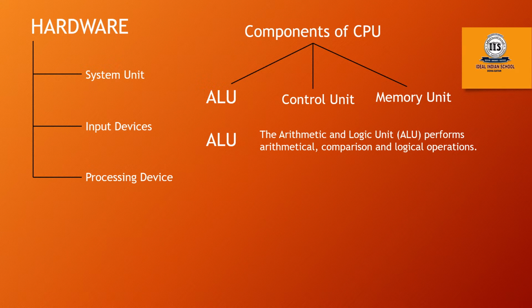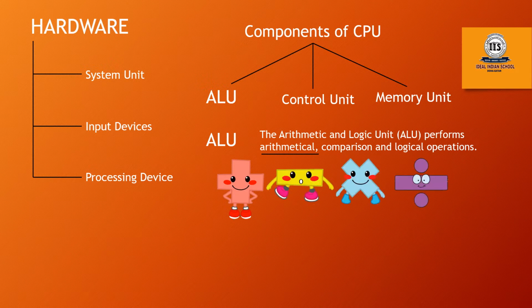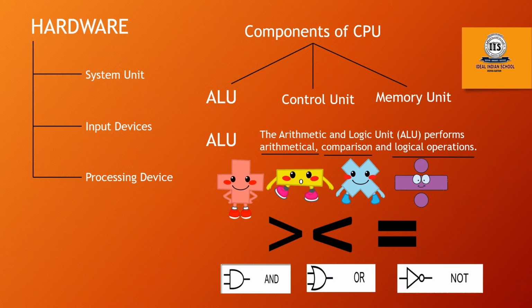Arithmetic operations include basic calculations such as addition, subtraction, multiplication, and division. Comparison operations include comparing one data with the other, example greater than, equal to, or less than. Logical operations use conditions along with logical operators such as and, or, and not.